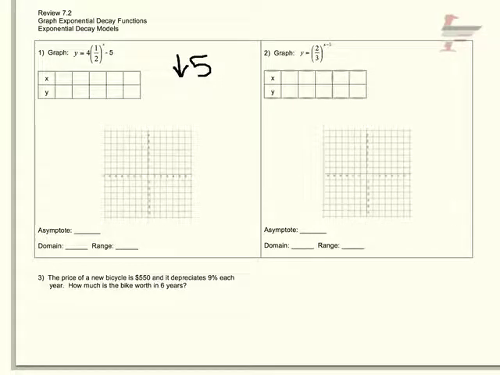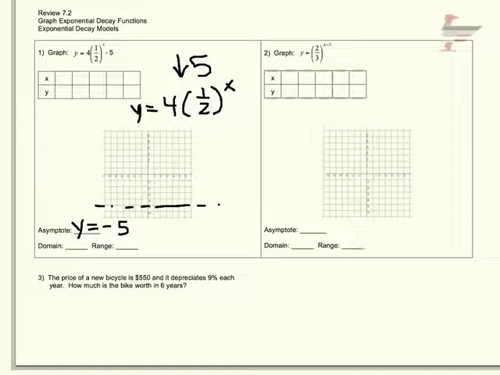And with exponential functions, that vertical shift is always your asymptote. So y equals negative 5 is going to be my asymptote. So I'll just start with that. Then you can ignore the shift if you would like and just graph 4 times 1/2 to the x, and then know that you have to shift everything down 5, or again, put this equation into your y equals, use your table feature on your calculator, whatever is easiest for you.